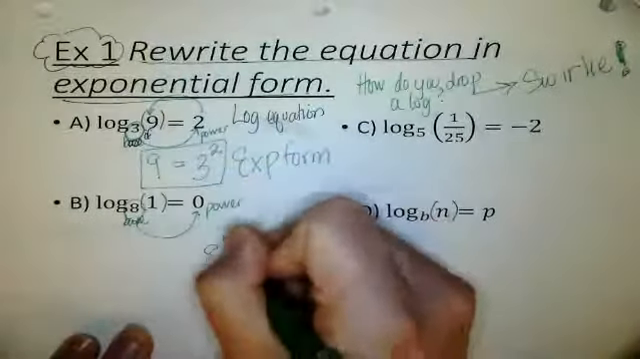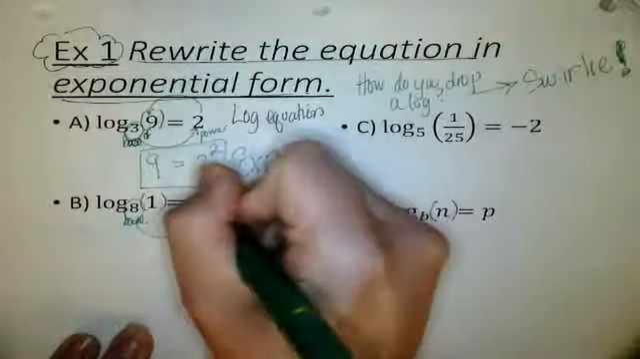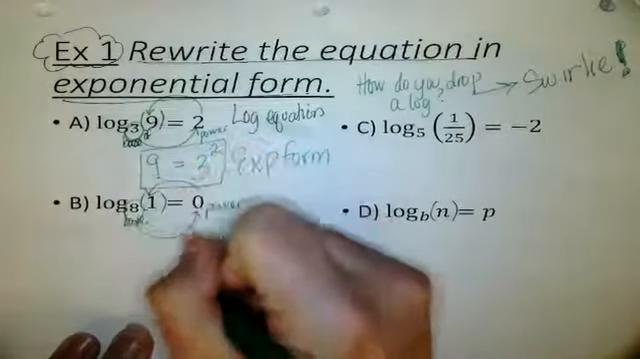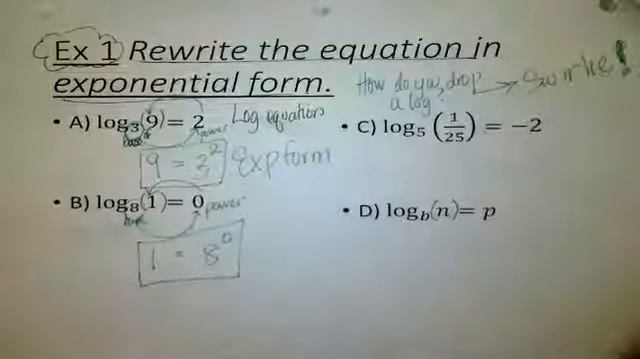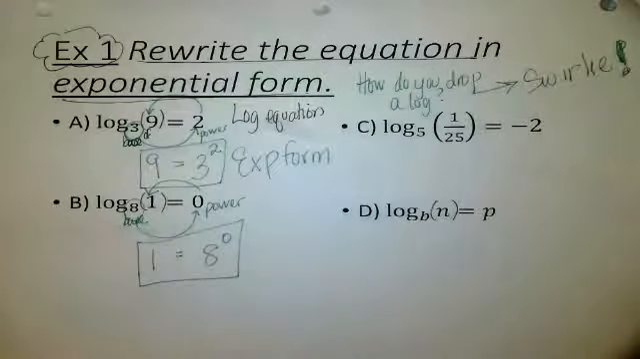So 8 to the power of 0. Keep on swirling, and it equals 1. There is exponential form. That's all we're doing, ladies and gentlemen. This is what we're doing today, swirlies. I should see all kinds of little swirlies on your paper, okay?